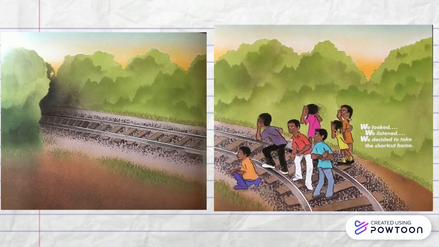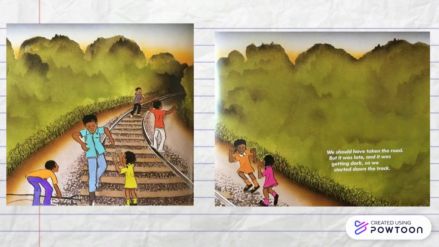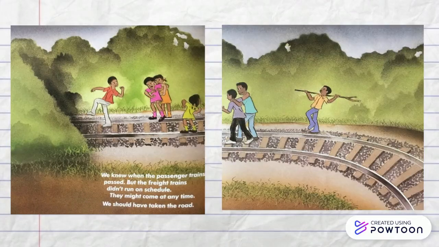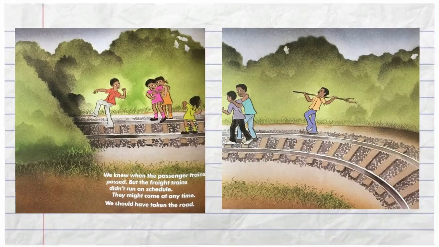We looked, we listened, we decided to take the shortcut home. We should have taken the road, but it was late and it was getting dark, so we started down the tracks. We knew when the passenger trains passed, but the freight trains didn't run on schedule. They might come at any time. We should have taken the road.